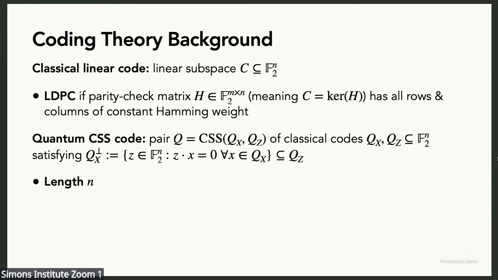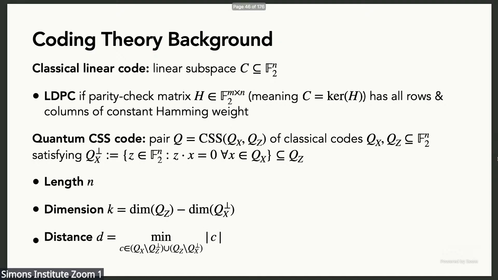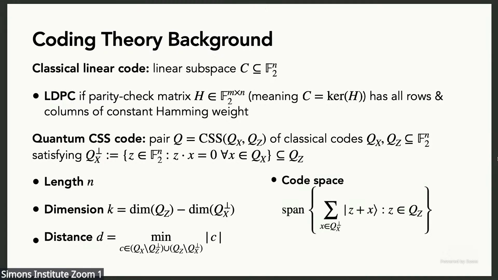And so this quantum CSS code will have length n. The dimension will be the dimension of this space QZ mod QX perp, which is just the dimension of QZ minus the dimension of QX perp. And the distance will be the minimum Hamming weight of any element of a non-trivial coset in either QZ mod QX perp or in QX mod QZ perp. And also the code space of the CSS code consists of the span of all uniform superpositions over the elements of any coset in QZ mod QX perp. And then the code is LDPC if both QX and QZ are LDPC, so they have constant weight parity checks.